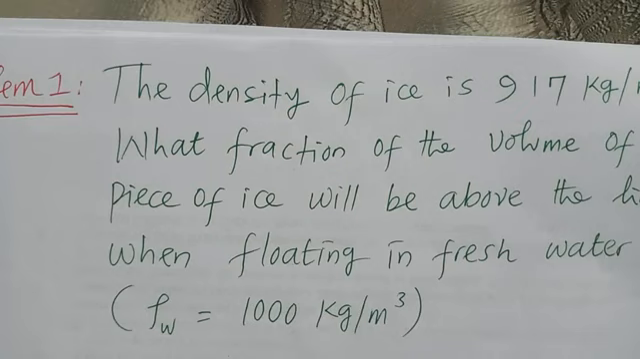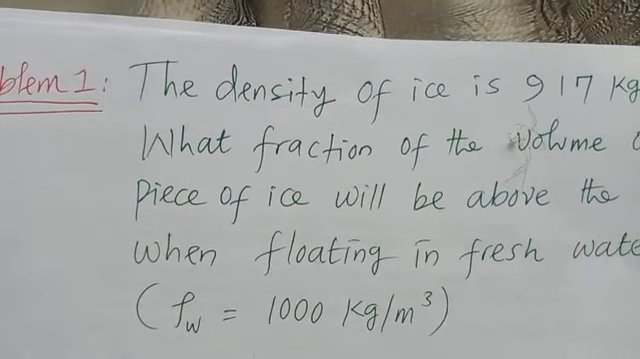Okay, the weight of water displaced is equal to the volume multiplied by the density of water multiplied by acceleration due to gravity. And then the weight of this ice is the volume of the ice, density of the ice, and acceleration due to gravity. Remember, this volume is the volume of water displaced, but this volume is the entire volume of the ice.